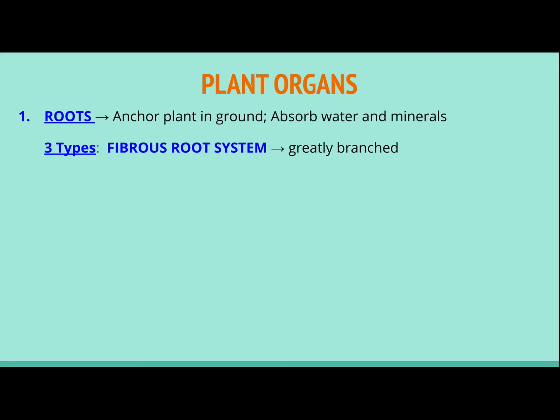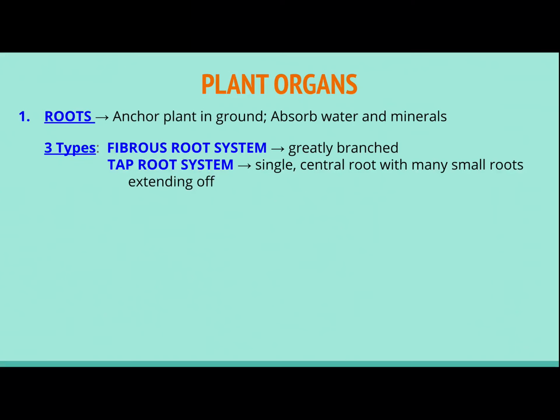There are three types of root systems. You have your fibrous root system, which is the greatly branched root system. If I asked you to draw me a picture of a plant with its roots, I guarantee you all of you would draw this type of root system, because this is primarily what you think of when you think of roots.